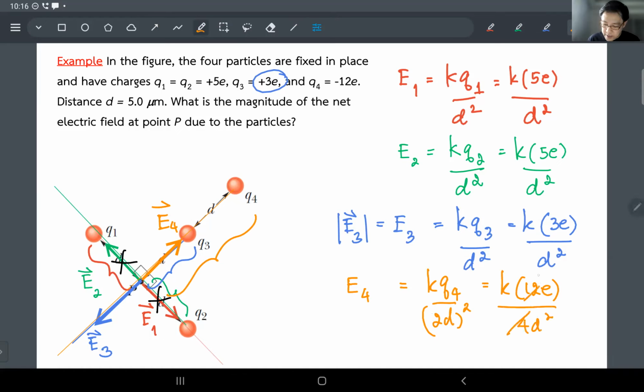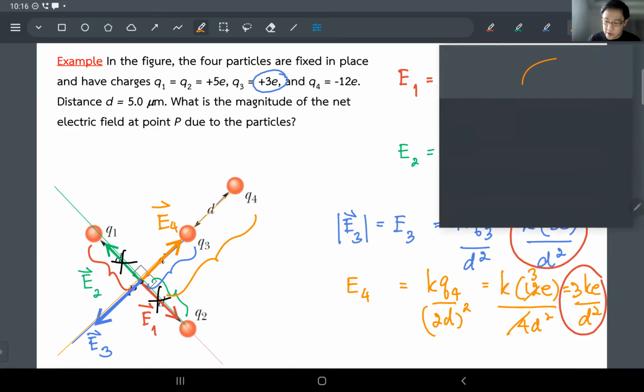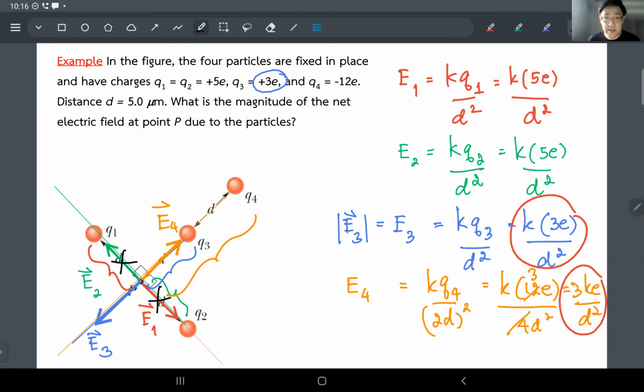And when you cancel this number, you get the number 3 out on top. And look at that, isn't that nice? They are exactly the same as the magnitude of E3. So the good thing about this one is, once again, it turns out E3 and E4 share the same size, except they are pointing in the opposite direction. So that means you get cancellation again. Cool.